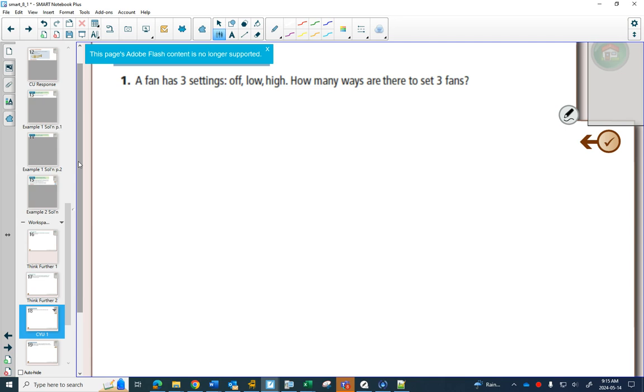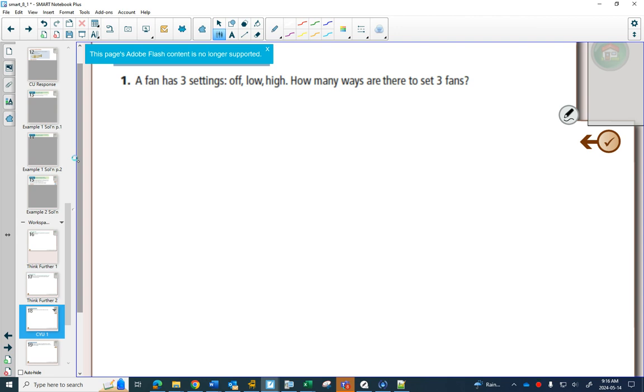A fan has three settings: off, low, and high. How many ways are there to set three fans? My brother can't fall asleep unless a fan is on in his room. So he could have a fan in one corner, a fan in another corner, and a fan in the front of his room. And he could be like, tonight, what kind of ambiance do I want to have? How many fans and what kind of wind motion do I want to make in my room before I fall asleep? Well, how many options does he have?